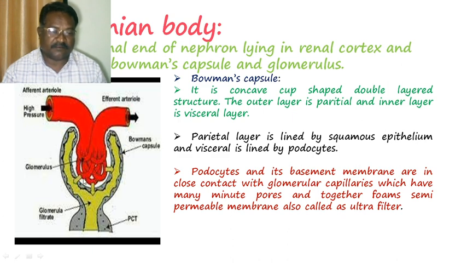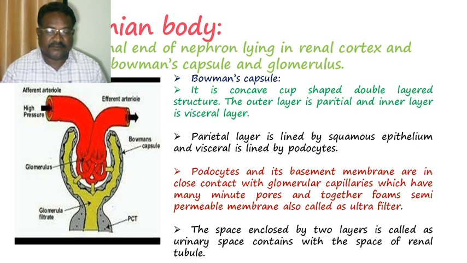Now this red part is the glomerulus, or the capillaries, which have many minute pores. The glomerulus has many minute pores and together they form a semi-permeable membrane. It is also called the ultrafilter, for ultrafiltration. The space enclosed by the two layers is called the urinary space. It is continuous with the space of the renal tubule.